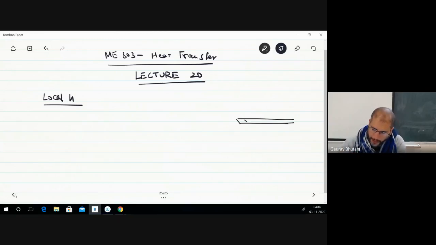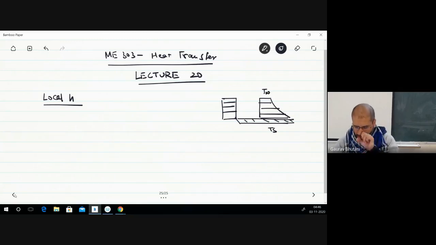Then this plate that we've been talking about, so you have T infinity on the free stream, and then you have T surface on the surface, and you would want to find your local heat transfer coefficient, that is h.